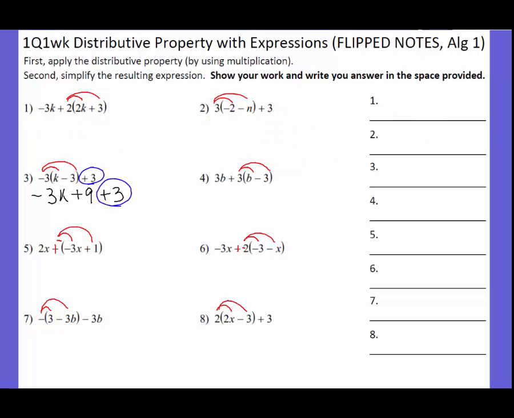For number 3, we have negative 3k plus 9 plus 3. Combining like terms, this gives us negative 3k plus 12. Our simplified expression is negative 3k plus 12.